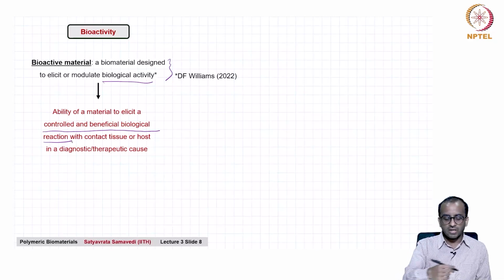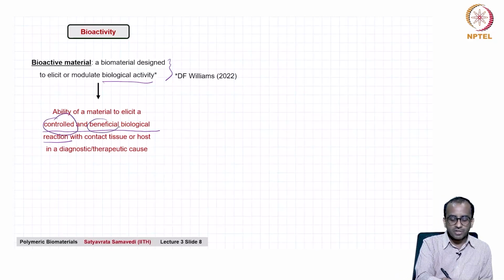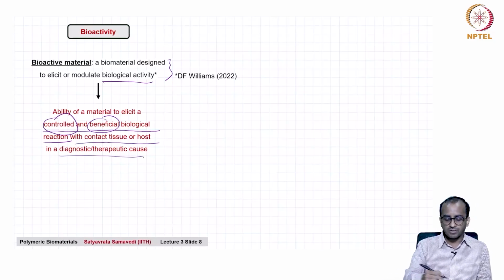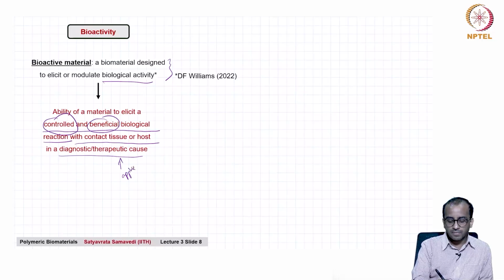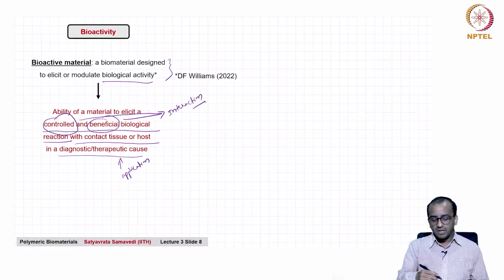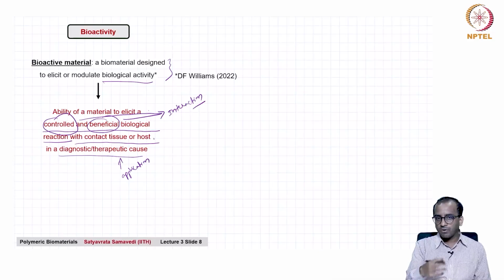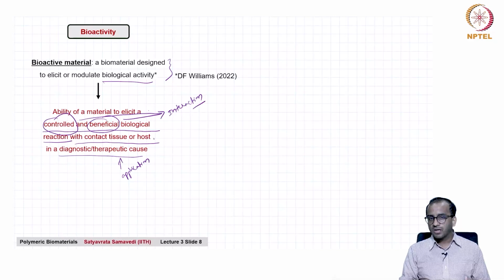Both are important. The reaction has to be controlled and it has to be beneficial with the contact tissue or host in a diagnostic or a therapeutic case. So, this is the application part. This controlled and beneficial reaction is the interaction part. So, you see right here we see that the host response is again involved, because it is the biomaterial that is acting upon the host, but the response is being elicited in the host by the biomaterial, right. So, that is what we would call a bioactive material.